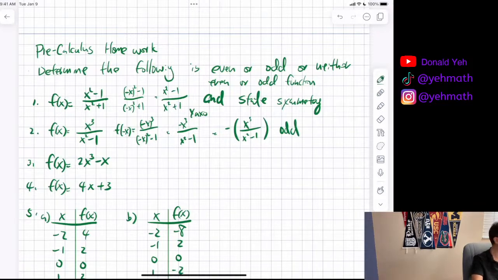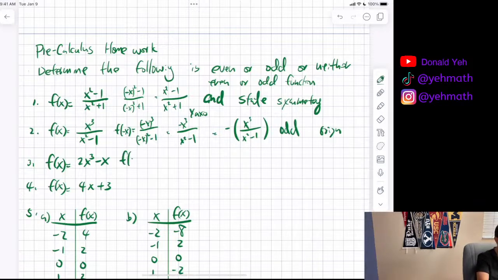And if it's odd, it's symmetry to where? X-axis, y-axis, origin. Okay, origin. It's never symmetry to the x-axis. It's always either the y-axis, just like your face, right?